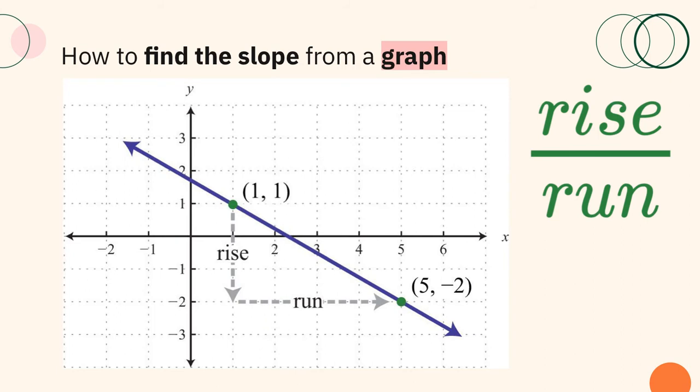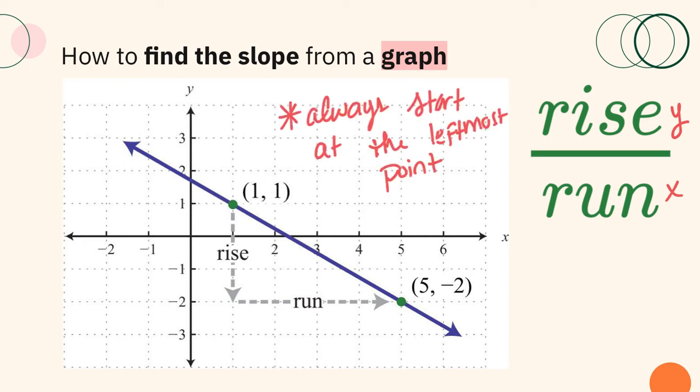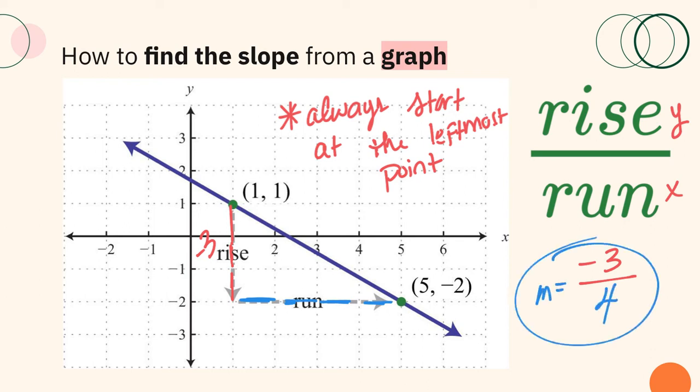When we're finding the slope from a graph, we're thinking about rise over run. Rise are my y values, run are my x values. So always start at the leftmost point, and then from that leftmost point, we count the number of boxes. So 1, 2, 3. So our rise would be -3, and our run is 1, 2, 3, 4. And that would mean that our slope is -3/4.